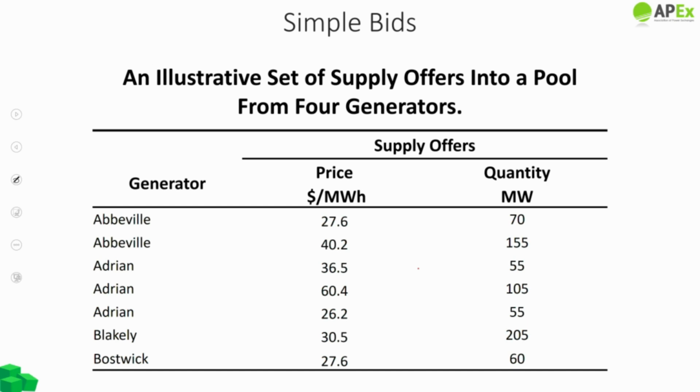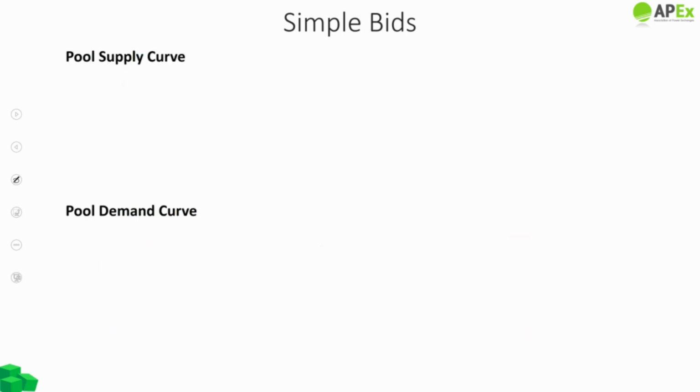This is a typical example of supply offers from different generators. You can see that these are just the price and quantity pairs for a particular hour, and a single generator has submitted more than one offer with different quantities and prices. In order to process these offers and bids and establish trades, the pool operator constructs two curves, that is the supply curve and the demand curve.